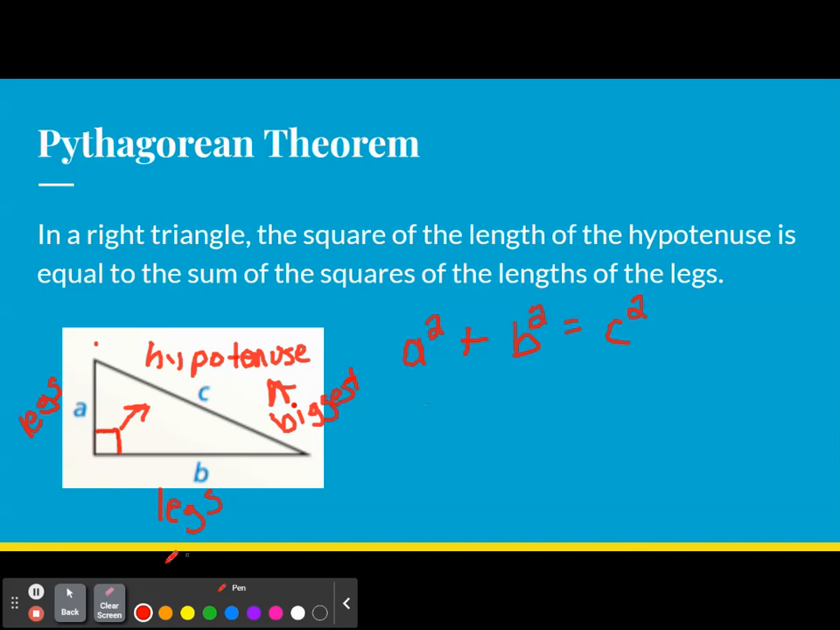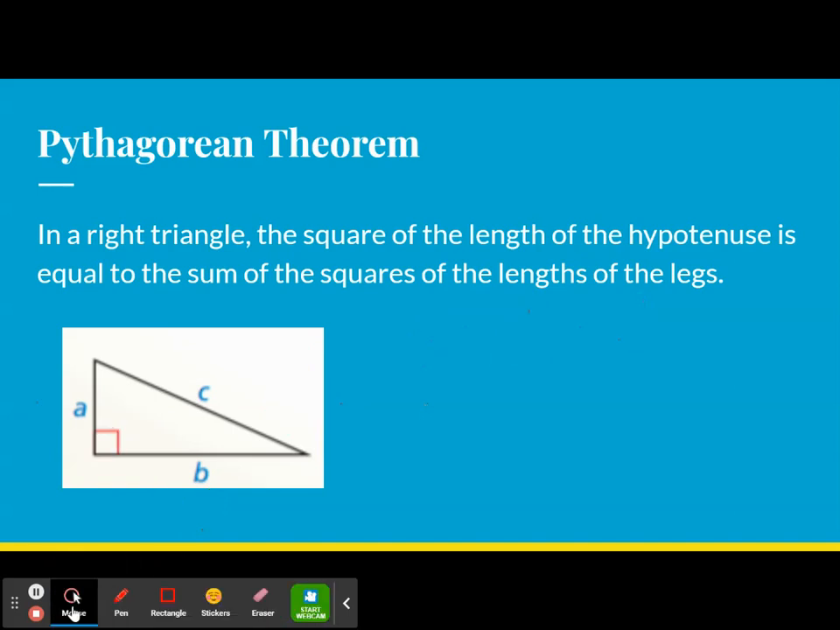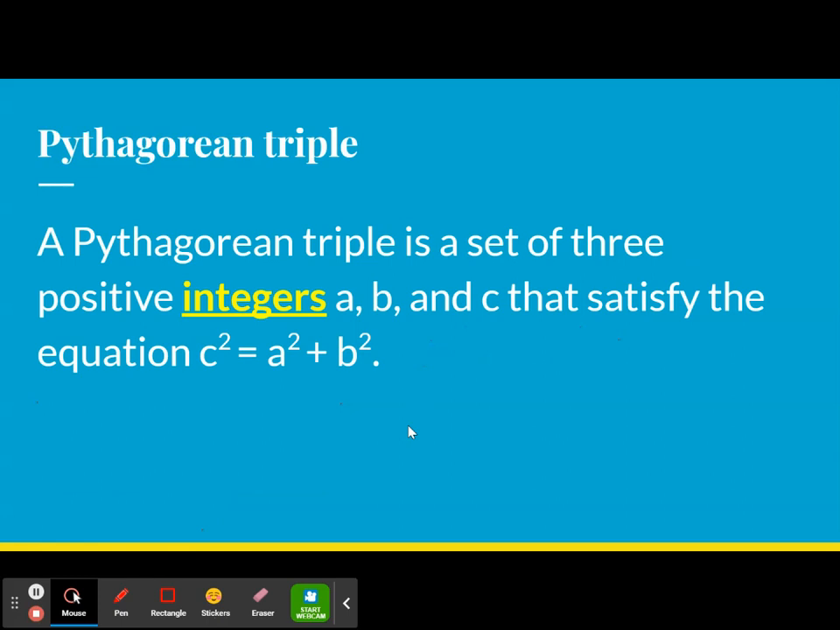Something else that you need to write down is what exactly is a Pythagorean triple? A Pythagorean triple is a set of 3 positive integers. Notice integers, you have to fill in the blank. A, B, and C that satisfy the equation C squared equals A squared plus B squared.